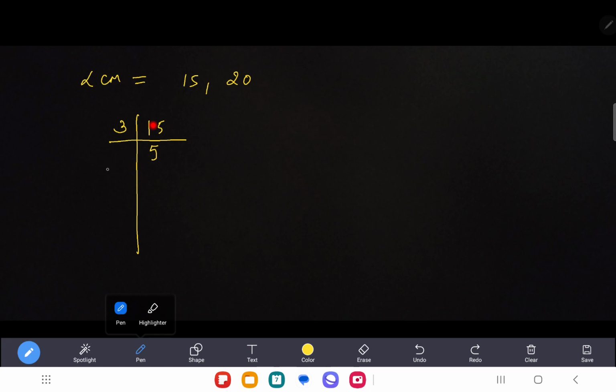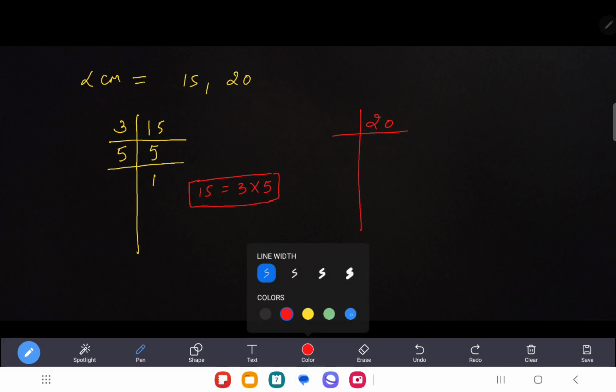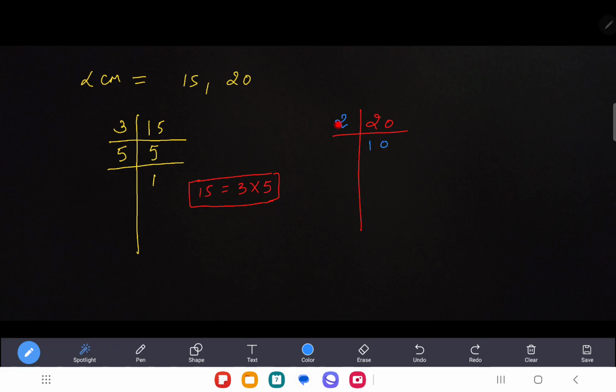Then think of 5. Who can you divide 5 with? 5 times 1 is 5. Once you have got 1 here, what do you understand? 15 shall be 3 times 5. Similarly, we have 20. I have to think of a smaller number which could divide 20. The smallest would be 2, and 2 times 10 would be 20. So I'll write down 10 down here and 2 right here.